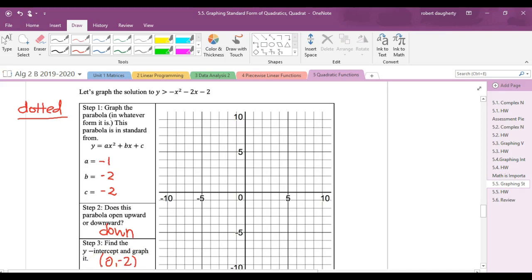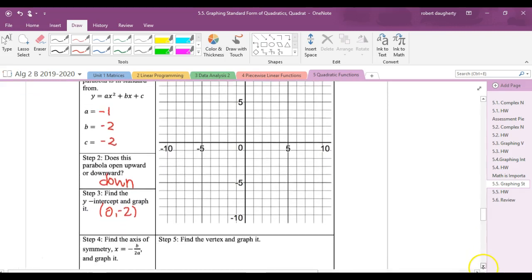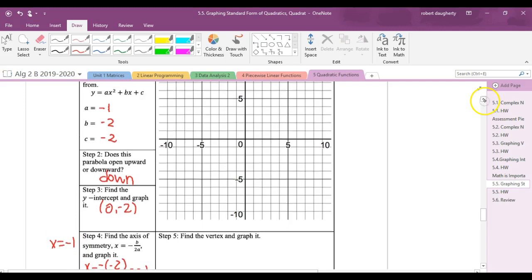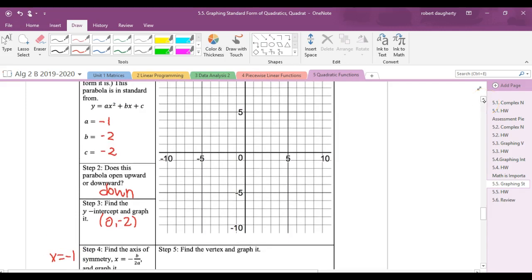Well, how do I find the axis of symmetry here? It's -b over 2a. So x is equal to negative. What is b? So that's -2 over 2. And a is what? -1. How many negatives are there? 3, right? 3 negatives. What's the answer to this one? -1. So x equals -1. So I know at this point, my axis of symmetry is going to be at x equals -1.